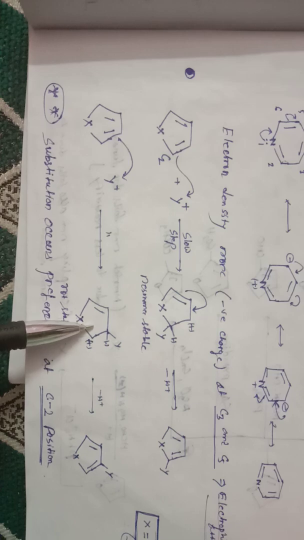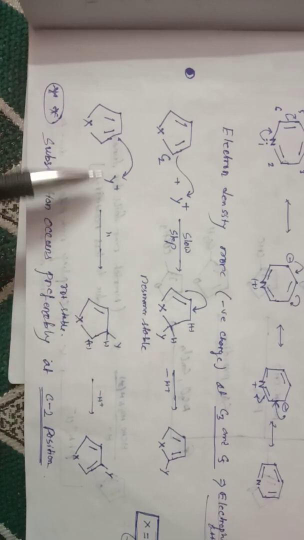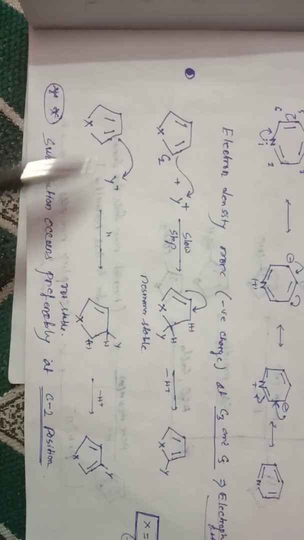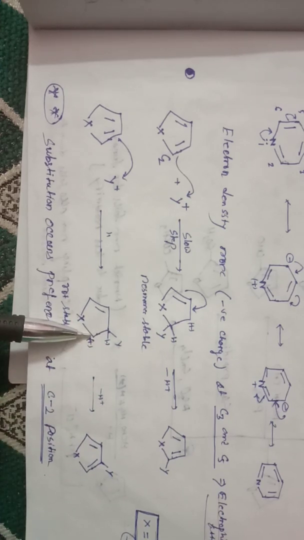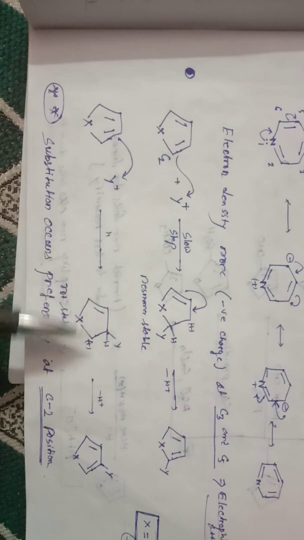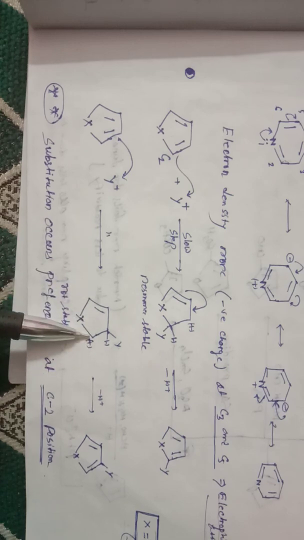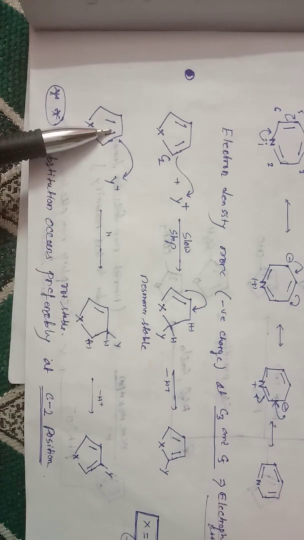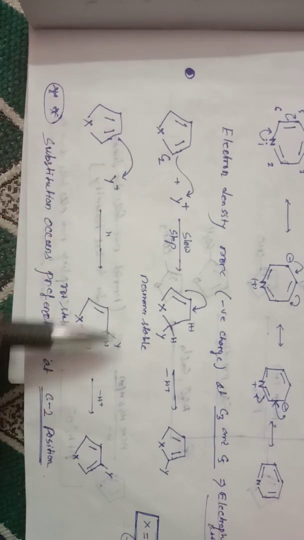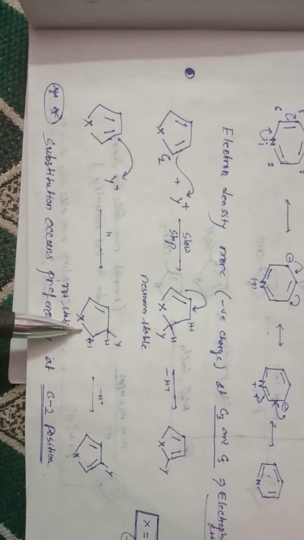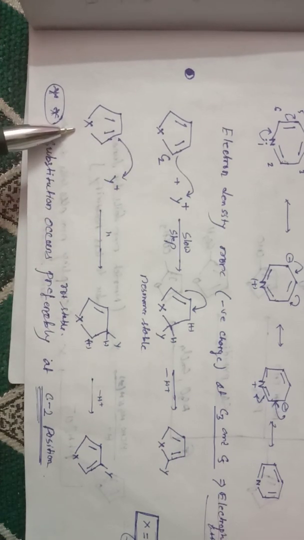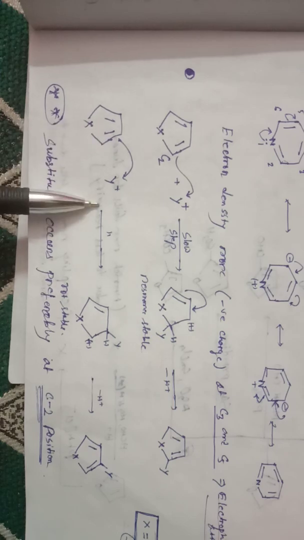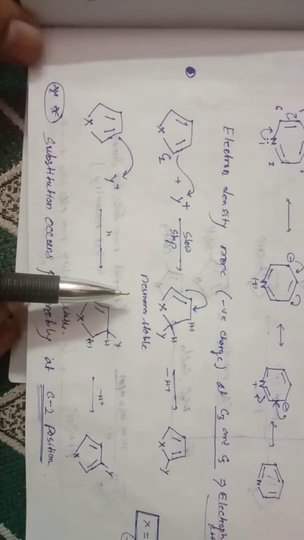That's why substitution at the C3 position does not occur. Substitution occurs preferentially at the C2 position. If we substitute at the C3 position, then the resonance structure formed will not be stable. That's why substitution generally occurs at the C2 position in the case of the thiophene or furan molecule. Okay, this is the reason.